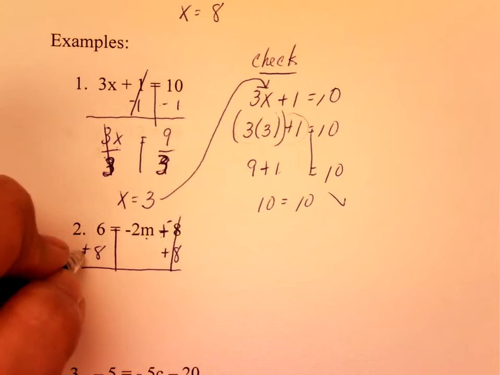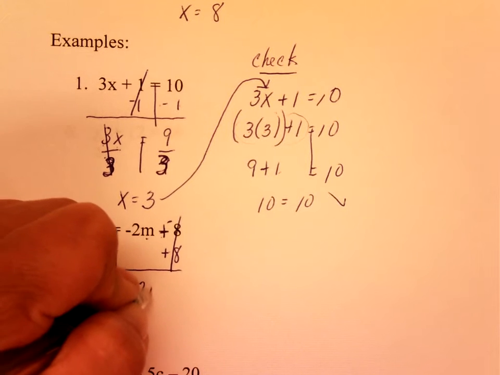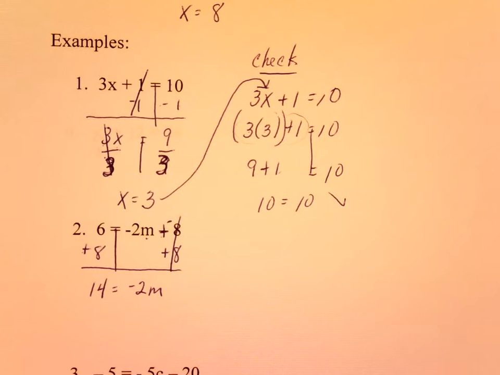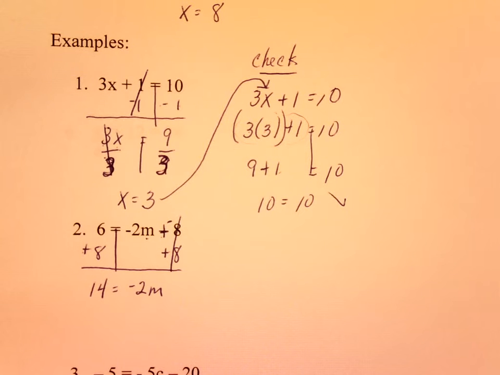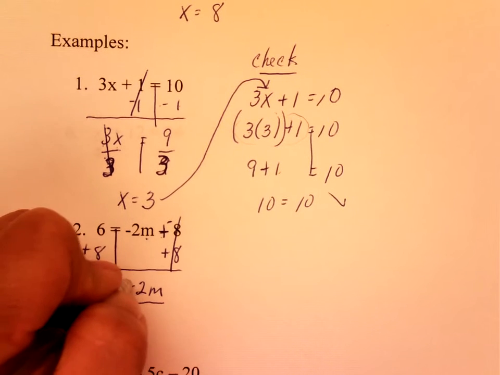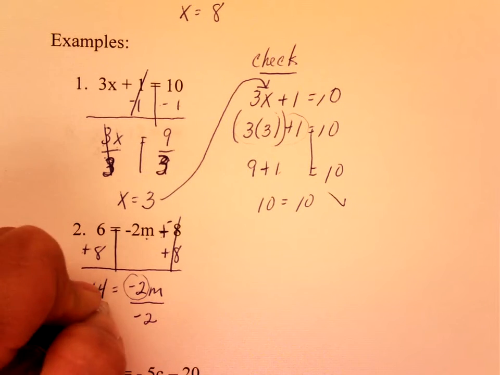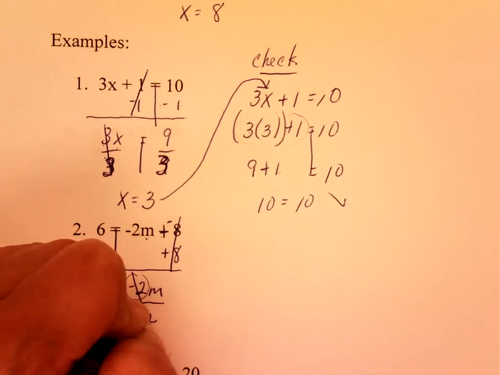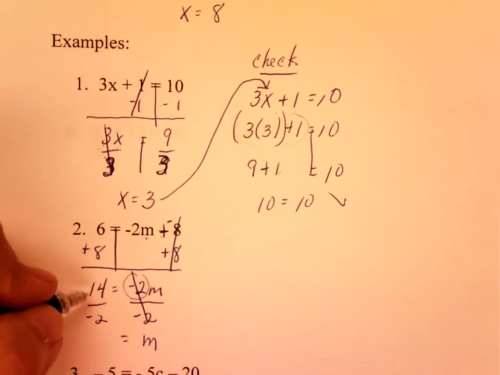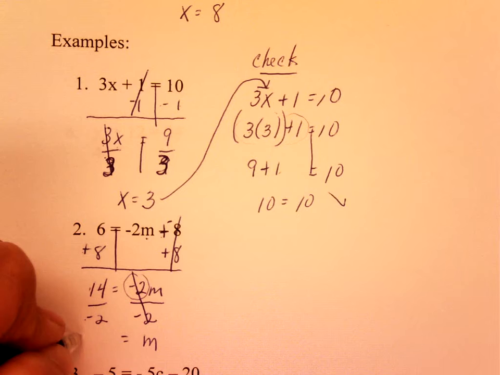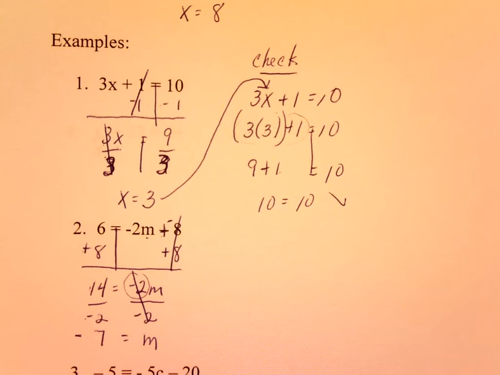So 6 plus 8 is 14, which is equal to -2m. Now this means multiplication, so the inverse of multiplication is division, so you're going to divide by -2. You have to make sure you're dividing by -2, not just 2. The -2's cancel out, and you're left with m equals. Now you have to ask yourself, do you win or lose? You lose. Now you can divide. 14 divided by 2 is -7.